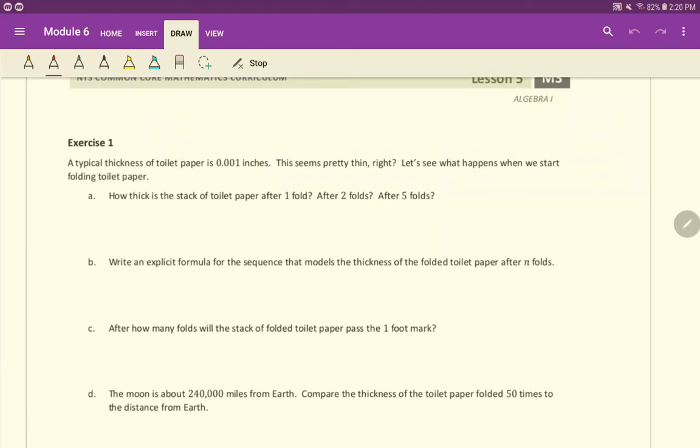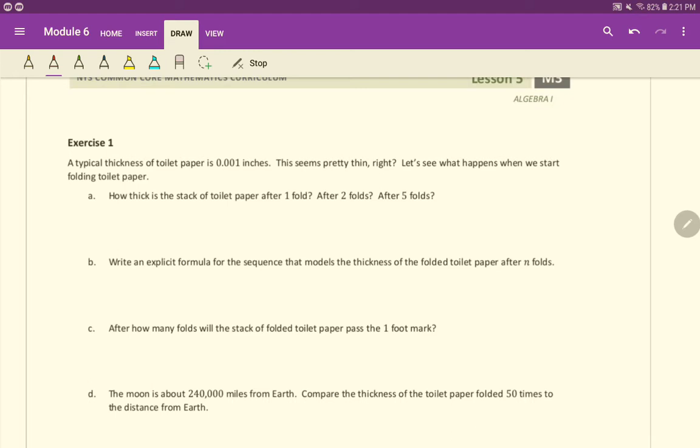All right, so in exercise 1 here, we're going to continue our look at exponential growth, and we're looking at the thickness of toilet paper, something that maybe you never pondered before, but maybe you have. It says it is 0.001 inches. Now, I'm not sure if that's 1 ply, 2 ply, or whatever kind of ply, but anyway, we'll just go with it here because that's what the problem says, right? So it seems pretty thin. Let's see what happens when we start folding toilet paper, though.